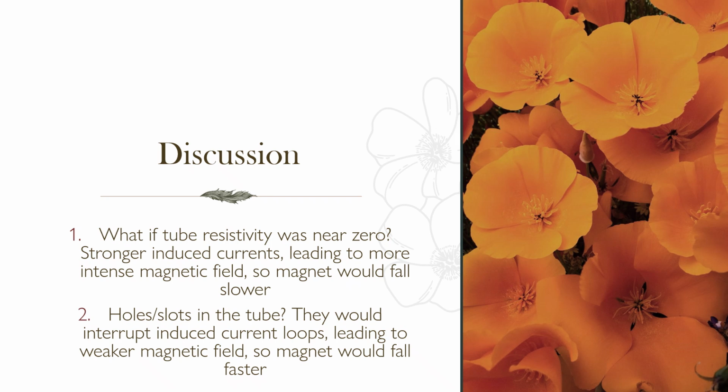What if the tube resistivity was near zero? Well, that leads to stronger induced currents, more intense magnetic field, so the magnet would fall slower. If there were holes in the tube, it would interrupt the induced currents, interrupting the field, so the magnet would fall faster.